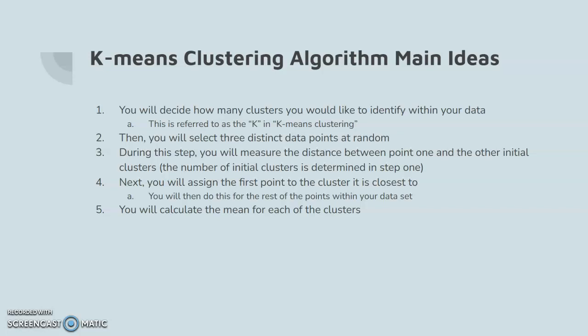During this step, you will measure the distance between point 1 and the other initial clusters, and the number of initial clusters is determined in step 1, when you're deciding how many clusters you would like to identify. Then you will assign the first point to the cluster it is closest to, and you will then proceed to do this for the rest of the points within your dataset. And then at the end, you will calculate the mean for each of these clusters.